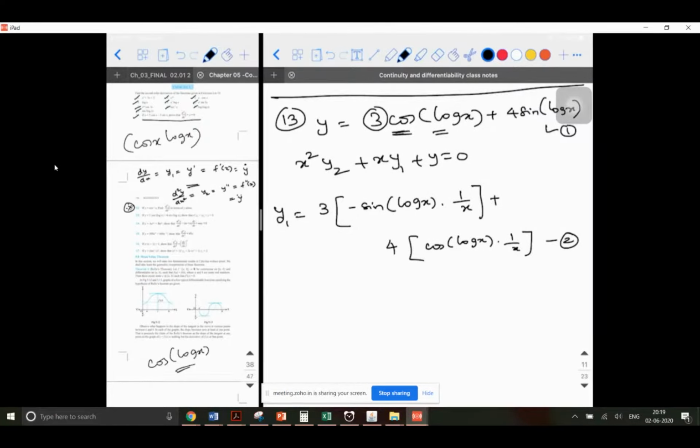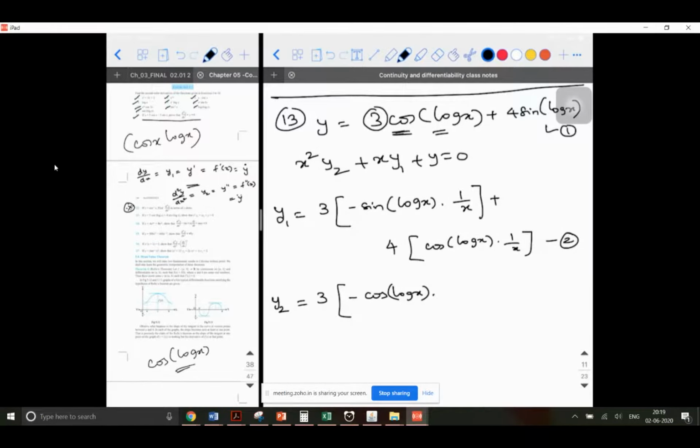Minus 3 sine log x by left hand side. What is it? Left hand side y1 equal to... Not y1, y2. You're differentiating again, so y2 is equal to 3 into cos of log x. But you have a minus. Yes, minus cos log x into.